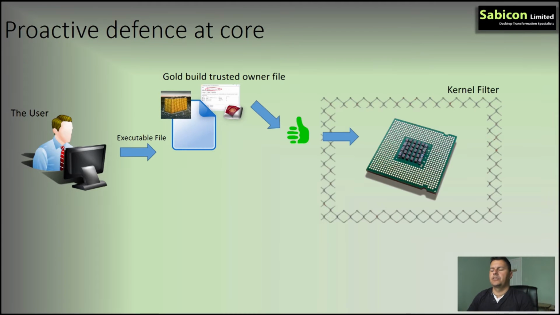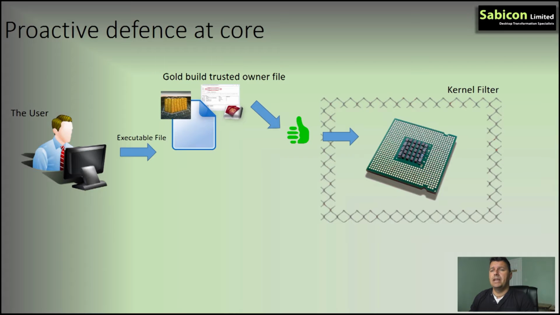Now, anything that tries to execute, be it now or in the future, whatever format that happens to be, batch, executable, script, or some brilliant new method that they find of executing, ultimately it has to go through the kernel filters to get to the CPU. And this is where we put the check. We put the check to see whether or not the file is owned by a trusted owner. And if it is, it's part of the gold build, it's allowed to proceed and it executes.